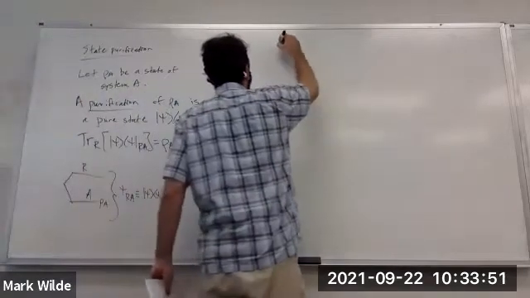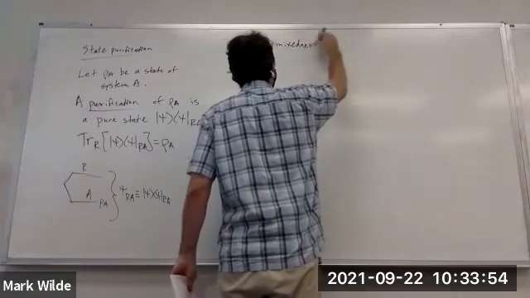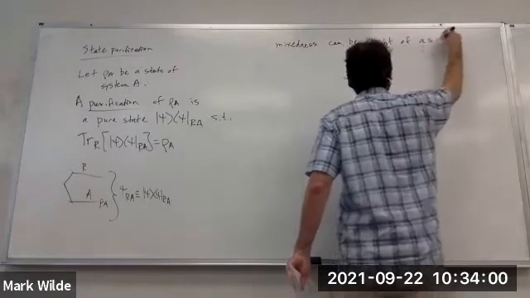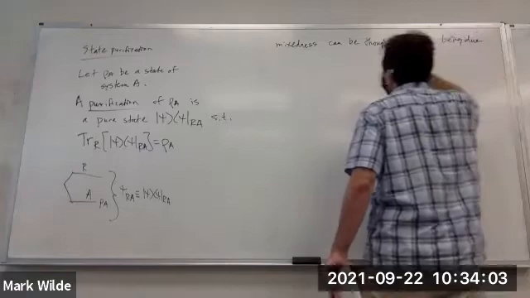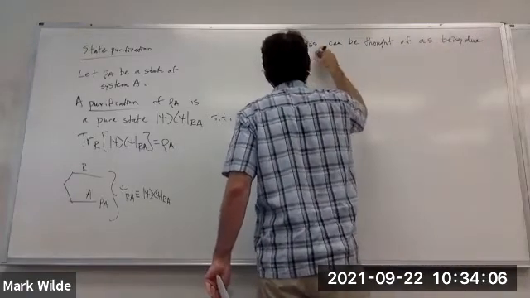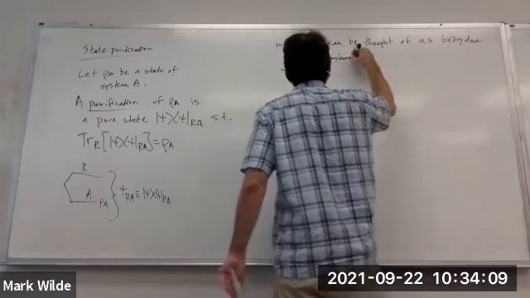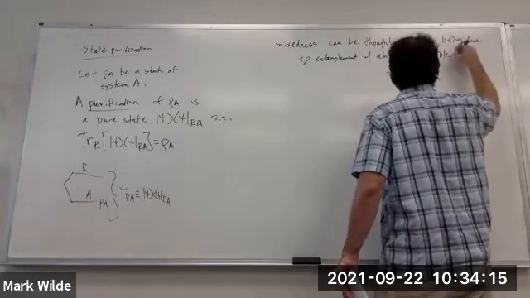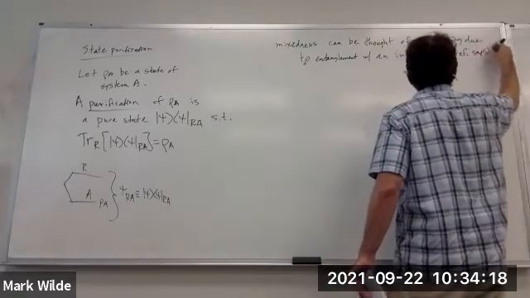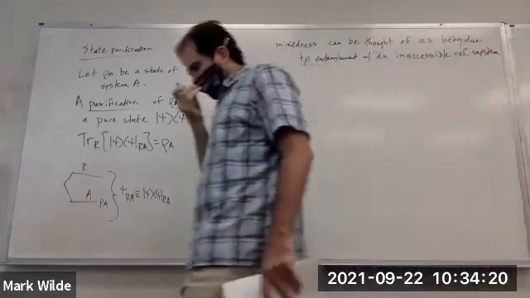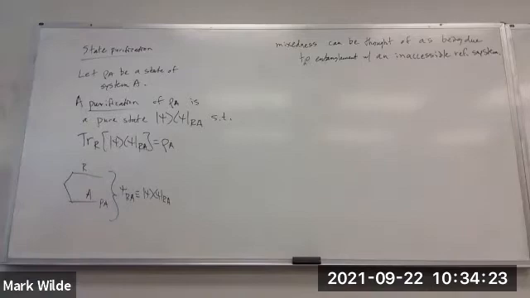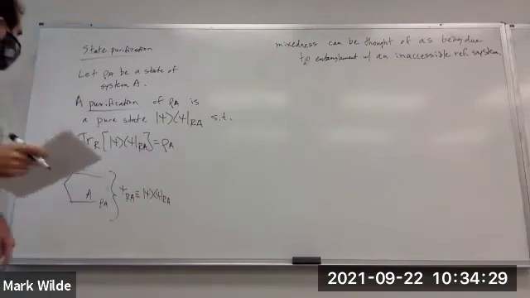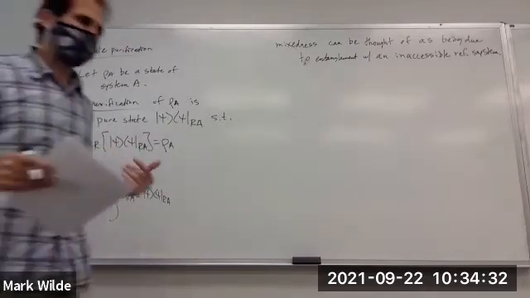Let's write that down because it's very important conceptually. Mixedness can be thought of as being due to entanglement with an inaccessible reference system. We could just say an inaccessible system, but it's traditional to call this the reference system. Okay, so how to construct a purification? Let's do that now.